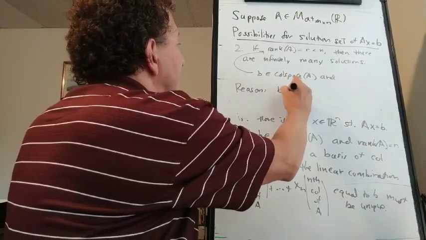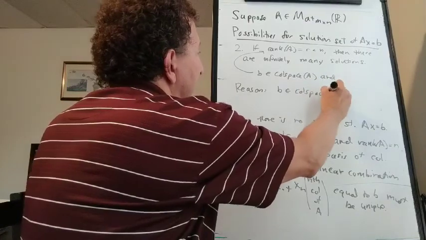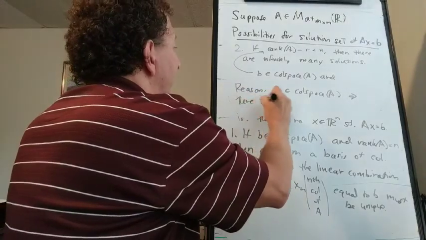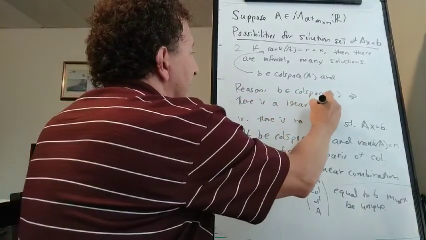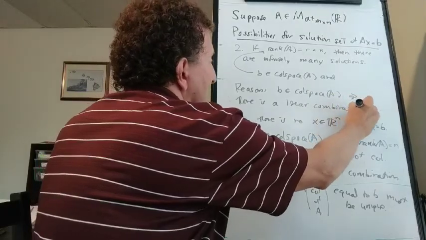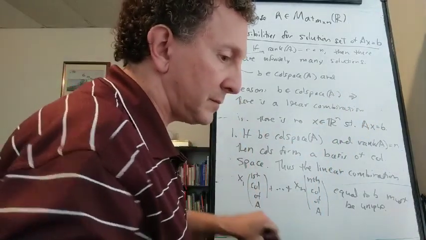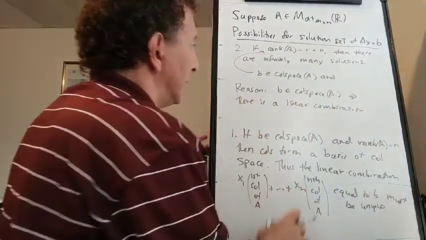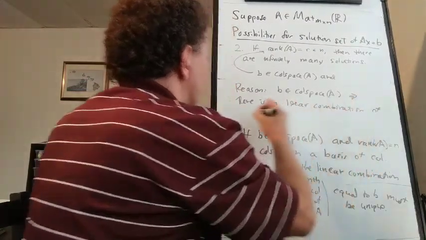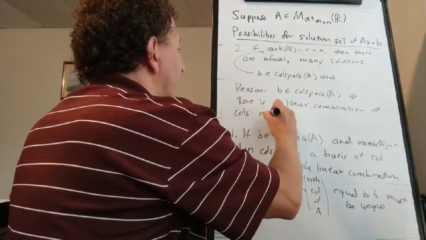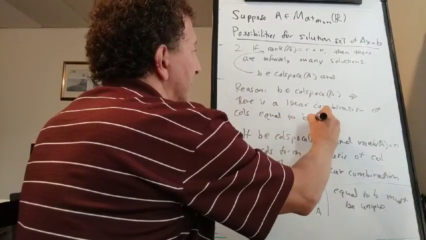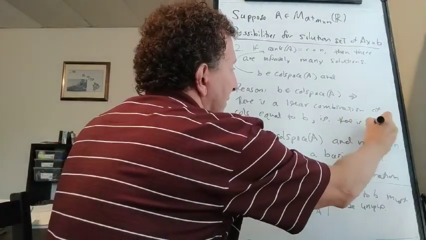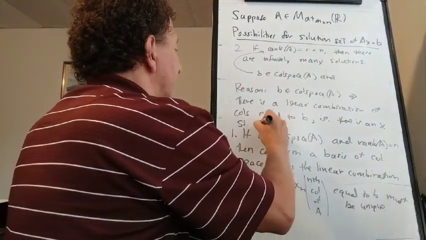The reason is if b is in the column space of A, that means that there is a linear combination of the columns equal to b. In other words, there is an x such that Ax equals b.